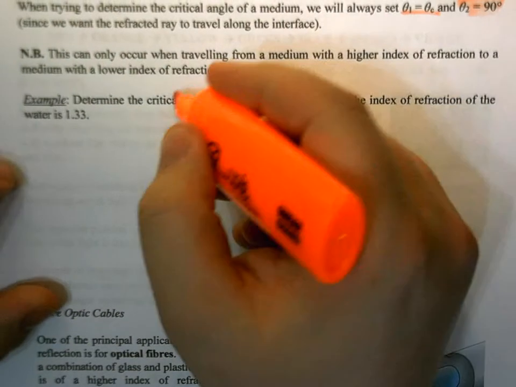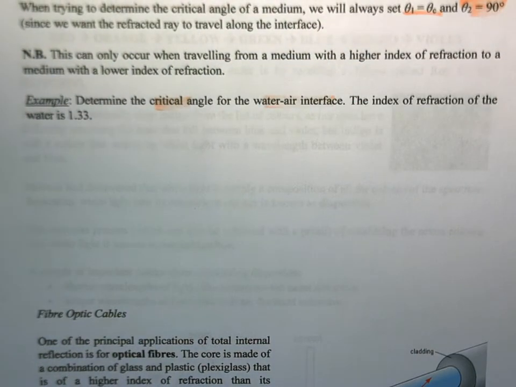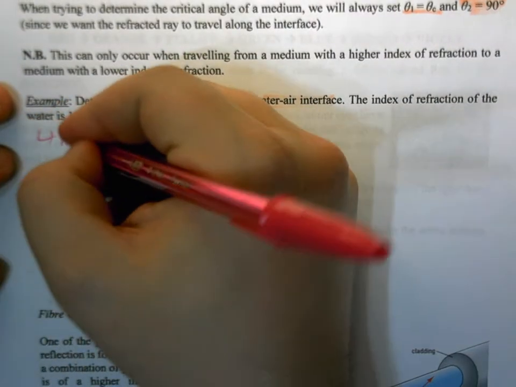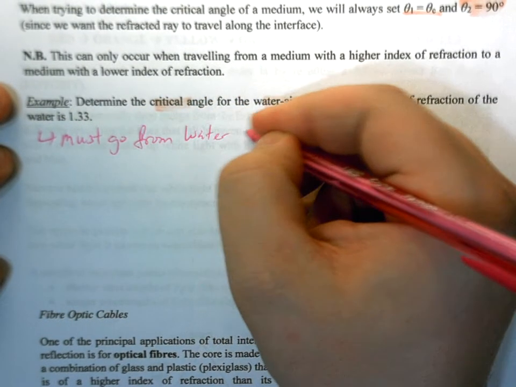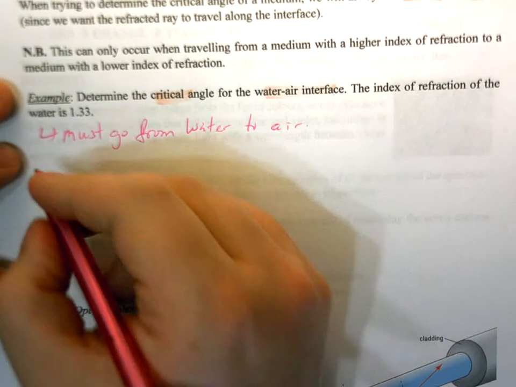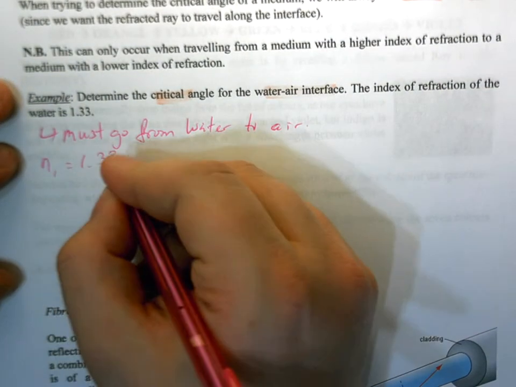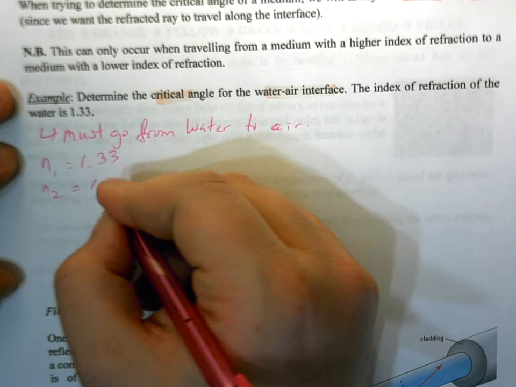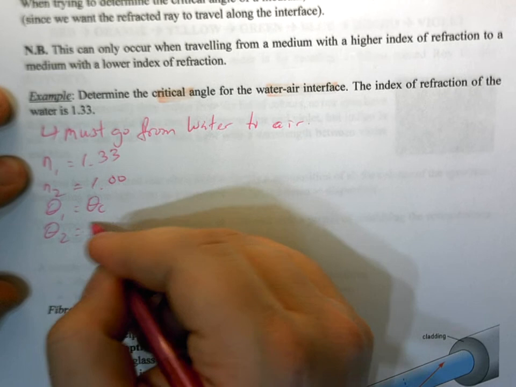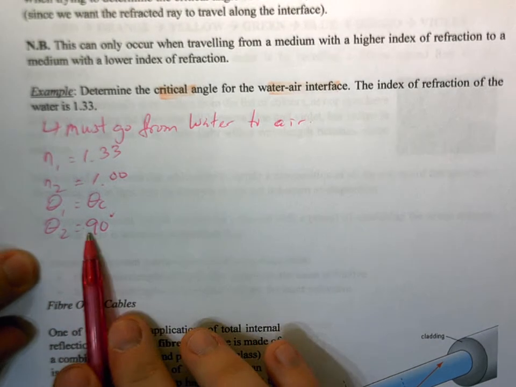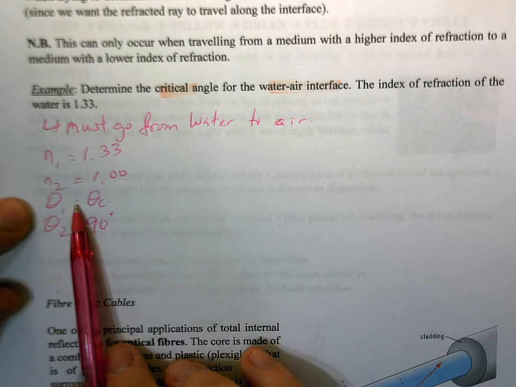We want to find the critical angle for the water-air interface. The index of refraction of water is 1.33. For the critical angle and for total internal reflection to occur, we have to be going from water to air, because we have to go from high to low index. So we must go from water to air, which tells us that N1 is 1.33, N2 is 1.00, theta 1 is the critical angle we want to find, and for total internal reflection we want theta 2 to be 90 degrees. So we would like to find theta 1.